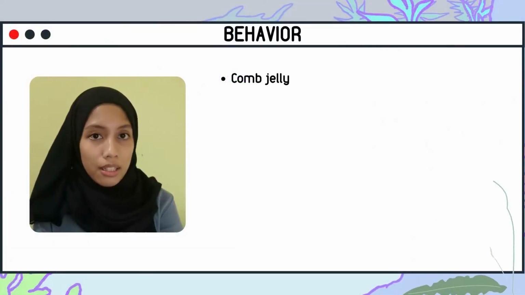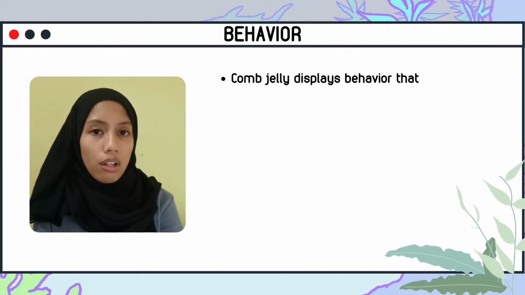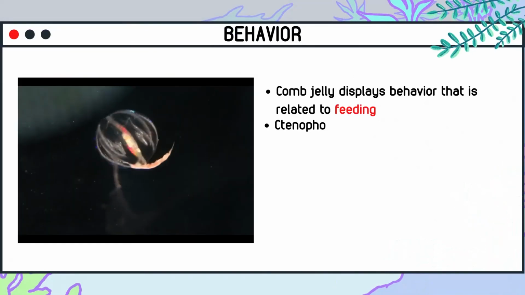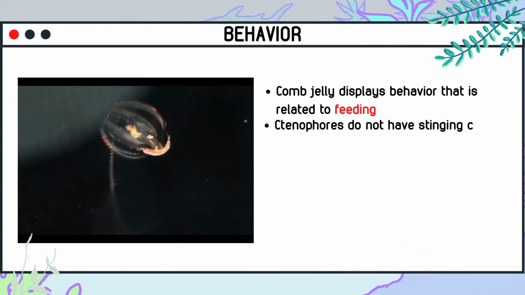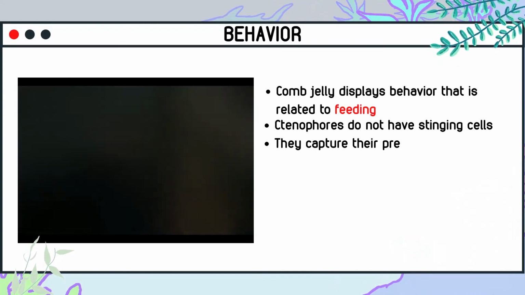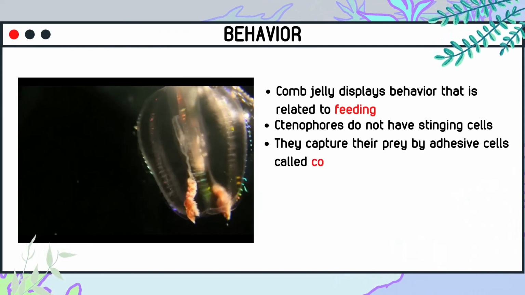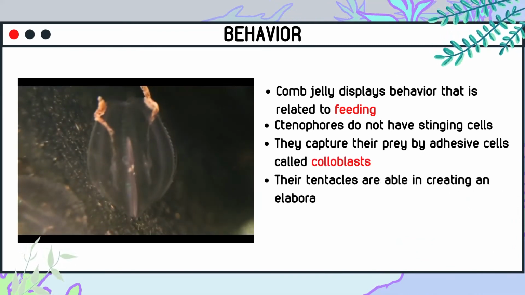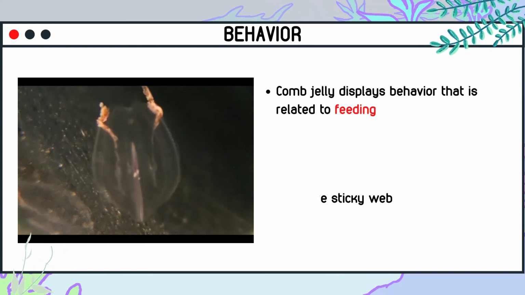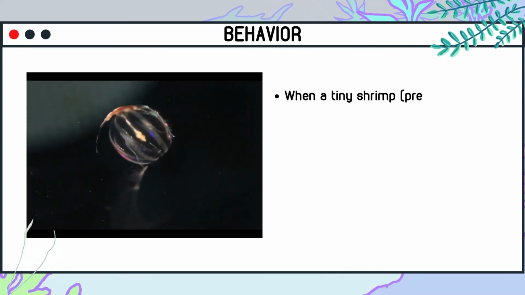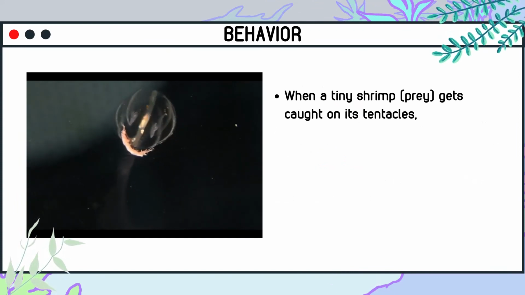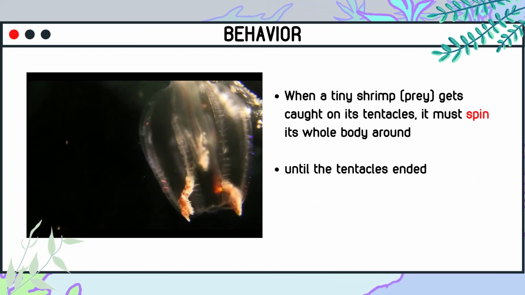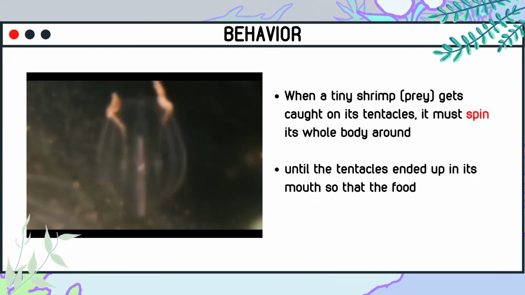Comb jellies display a host of behaviors, but a lot of the time, their behaviors are related to feeding. Since most ctenophores do not have stinging cells, they capture their prey by using adhesive cells called colloblasts that allow their tentacles to create an elaborate sticky web. When a tiny shrimp or other prey gets caught on their tentacles, they must spin their whole body around until the tentacles end up in their mouth so that the food can be gobbled up.